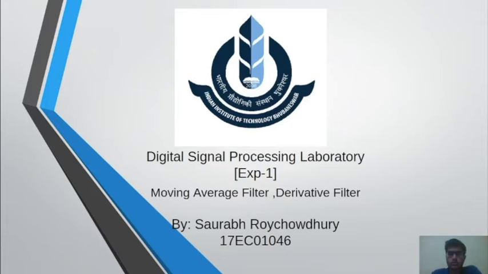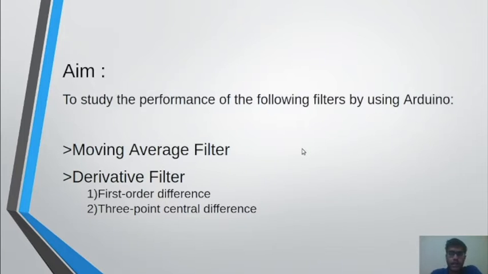17EC01046. Today I am going to explain the first experiment which was conducted as a part of the Digital Signal Processing Lab course. The aim of the experiment was to study the performance of the following filters by using an Arduino board. First one was the moving average filter, and then we studied two types of derivative filter, which were the first order difference filter, and the second one was the 3-point central difference filter.